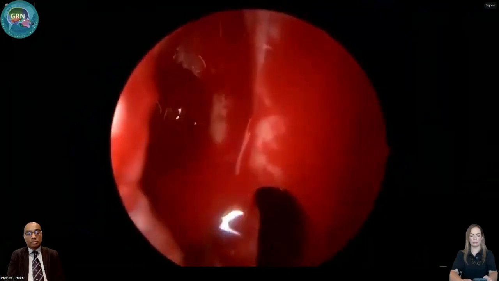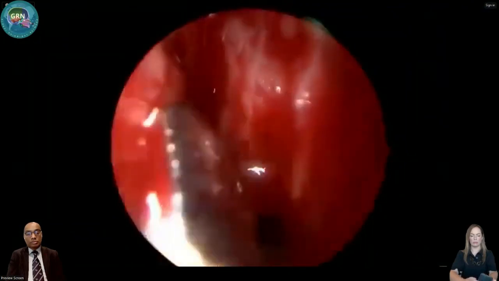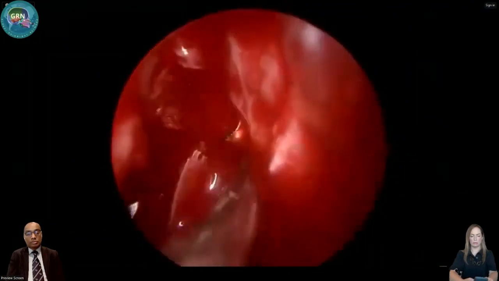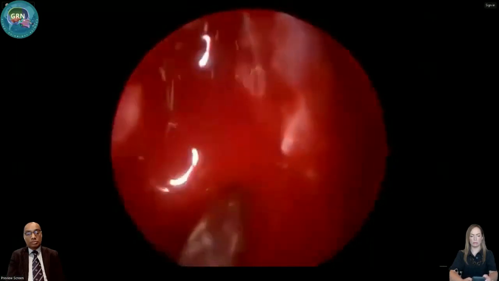I'm taking the plane on the uncinate, and then I look for the elevation of the mucoperiosteum at the level of the papyracea.